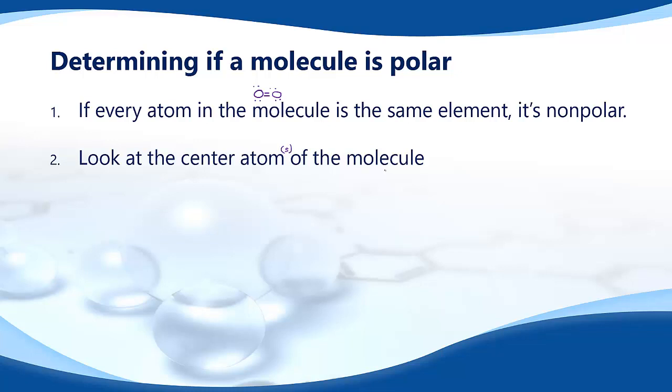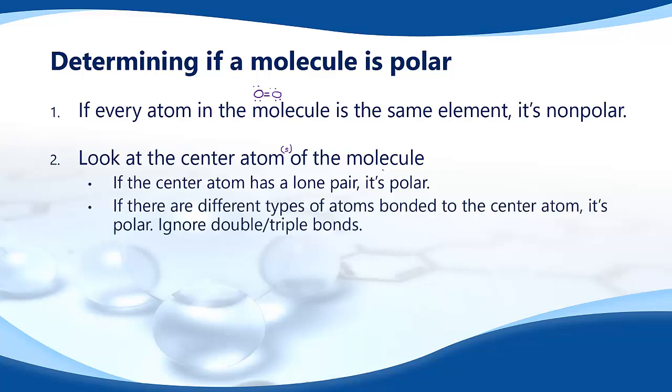All right, so if we look at the center atom, we're going to look for two things. If the center atom has a lone pair on it, it's a polar molecule. If the center atom does not have a lone pair on it, but it has different things attached to it, it's polar. To explain these couple of things, if the center atom has a lone pair, that's actually relatively straightforward.